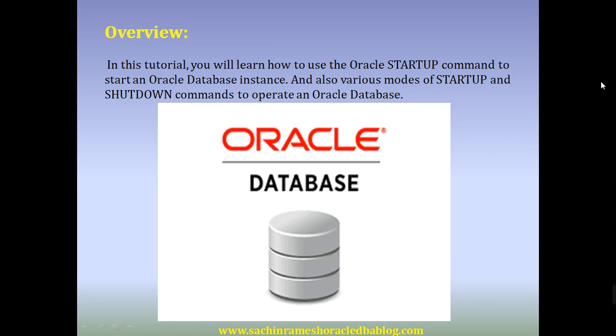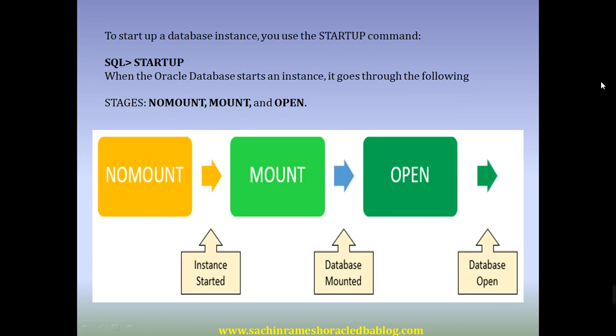Here is the overview. In this tutorial, you will learn how to use the Oracle startup command and start an Oracle database instance, and also various modes of startup and shutdown commands to operate an Oracle database. To start a database instance, you use the startup command. When the Oracle database starts an instance, it goes through the following stages: nomount, mount, and open. Nomount, instance started; mount, database mounted; open, database opened.